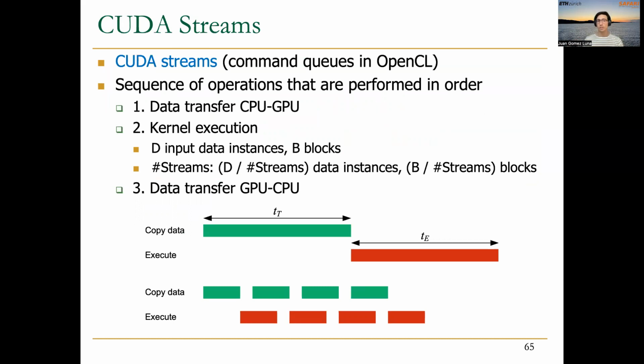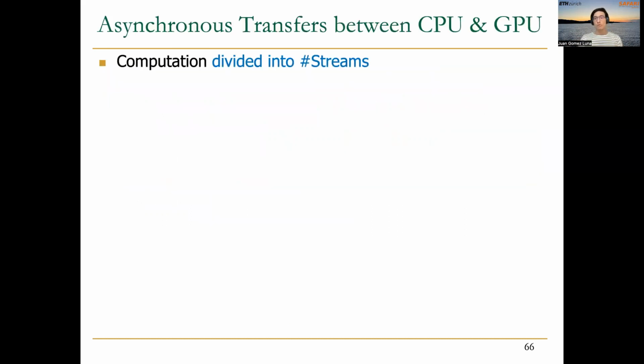A CUDA stream is basically a sequence of operations that are performed in order. We basically tell the driver that something is going to happen in order and we need to respect this order. For example, a data transfer, kernel execution, or a data transfer in the opposite direction from the GPU to the CPU. These are very useful whenever we can divide the computation into different chunks that are independent of each other.